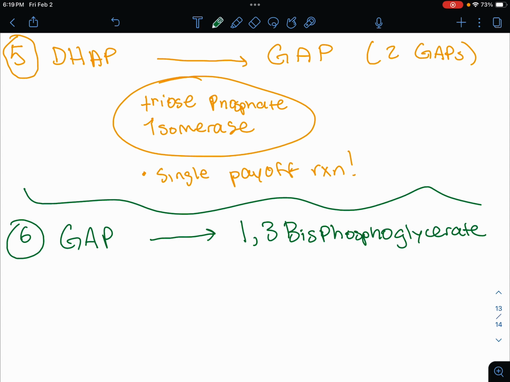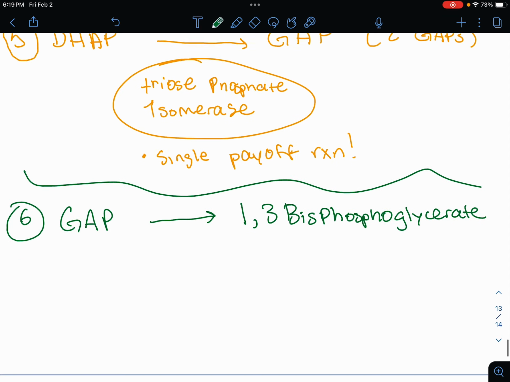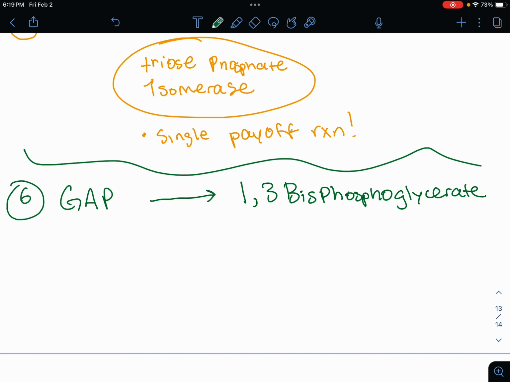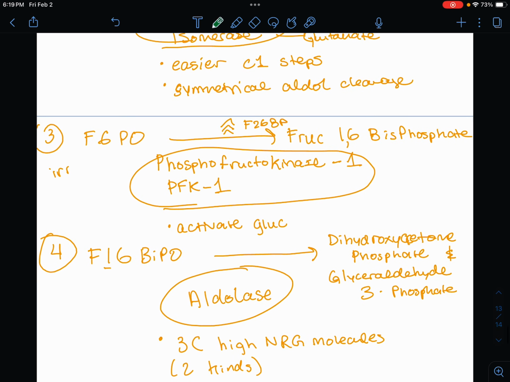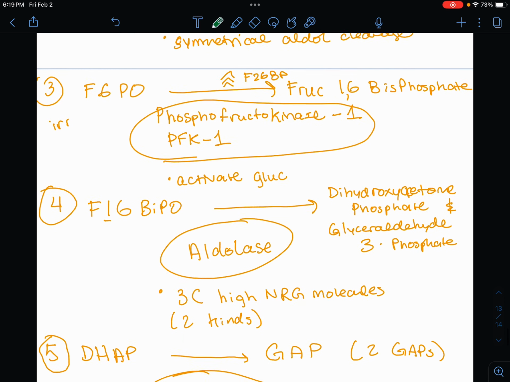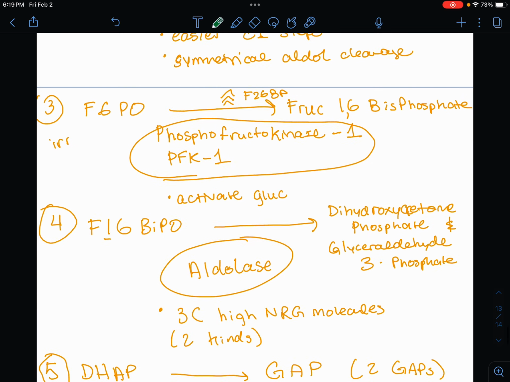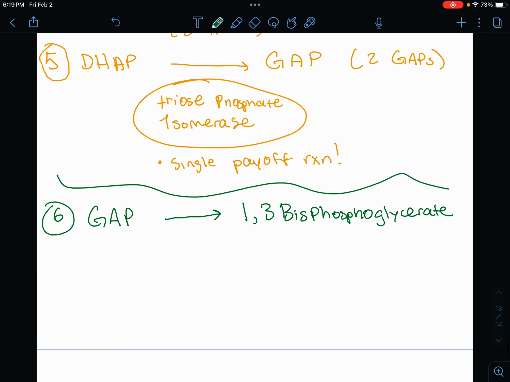All right, so something interesting about this molecule here, it does have this bisphospho, but it's a different number here. So fructose 1,6-bisphosphate was earlier. It's step 3, and it's part of the prep. However, 1,3-bisphosphoglycerate, glycerate at the end there, and 1,3 at the front. This is going to be step 6 of the payoff phase.